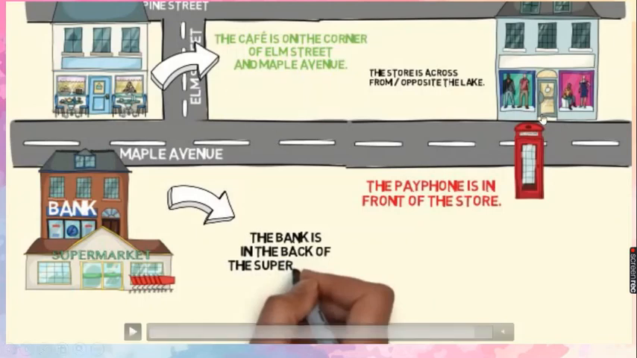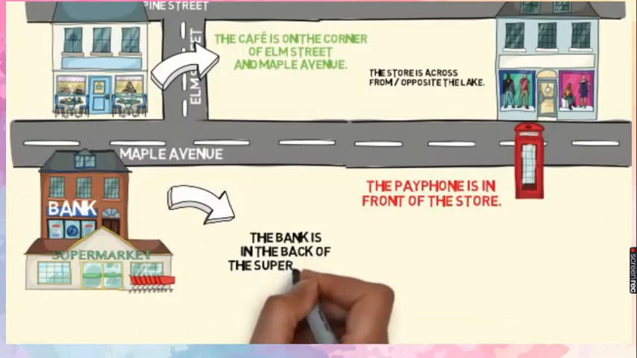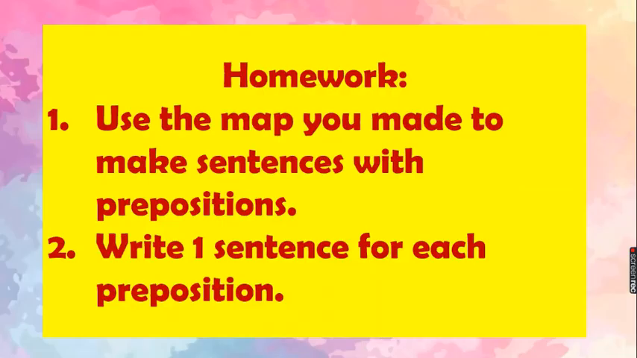Alright, now I believe that's a very nice way to practice our prepositions. See, we can use it in different ways to tell where something is and to tell the places on map, to easily tell directions. Now here's going to be your homework. First, use the map you made to make sentences with prepositions. Try to write one sentence for each preposition. So we talked about 9 prepositions, right? So you will make 9 sentences using each preposition talking about the map that you made.